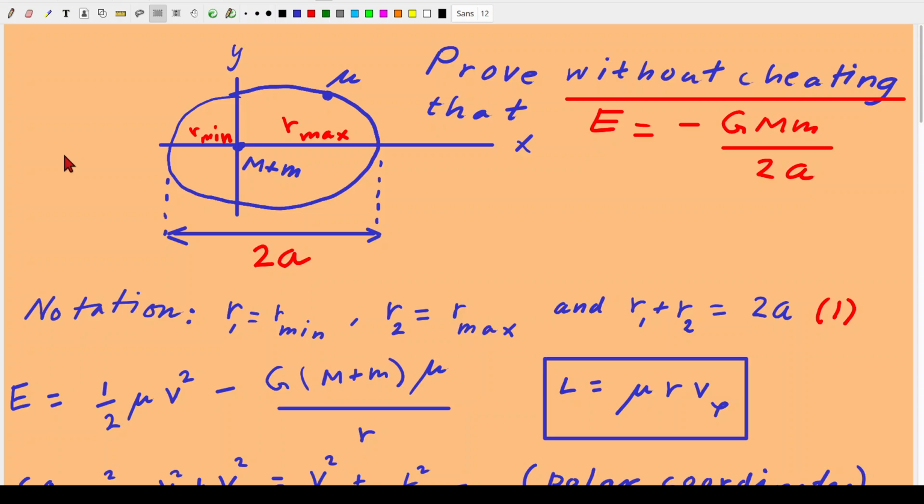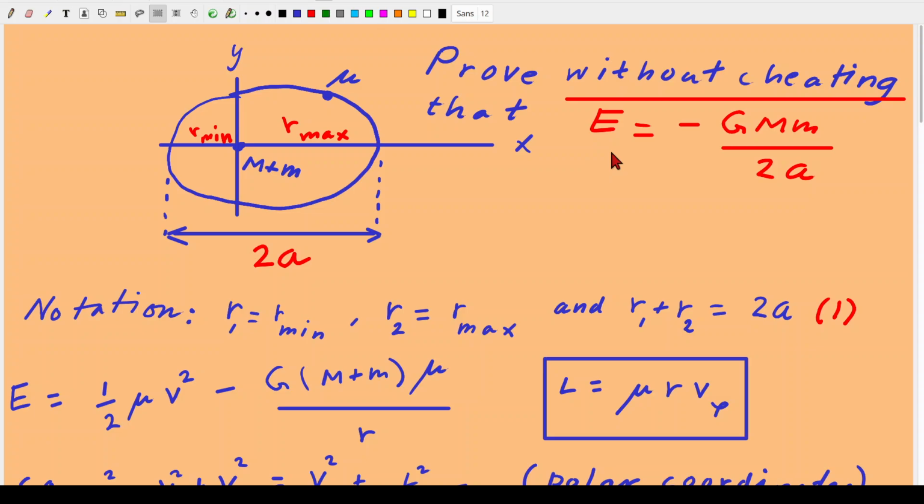Alright, let's take a look at the elliptic orbit problem one more time. In a previous video, I solved that by cheating, by using the vis-viva equation for velocity. But how did we know that? That's the question. So let's try to prove this result again.